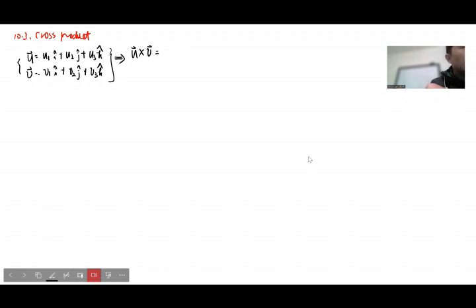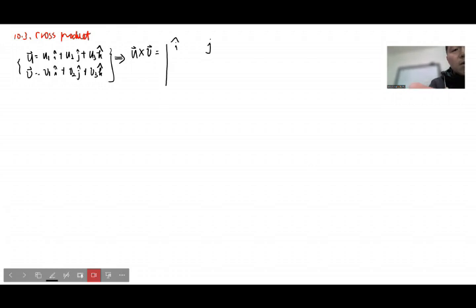So let's define vector u with u1 i for the x component, u2 j for the y component, u3 k for the z component, and another vector v, same thing: v1 i for the x component, v2 j for the y component, v3 k for the z component. The cross product of these two vectors is basically expressed with a matrix. So u cross v is defined by a matrix.